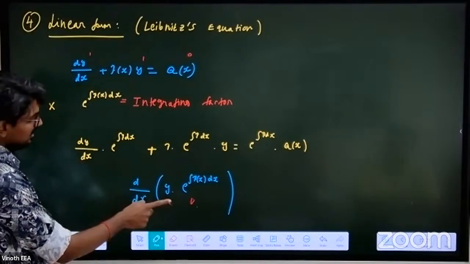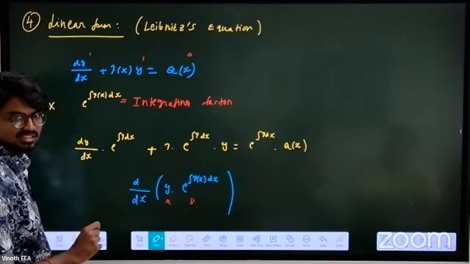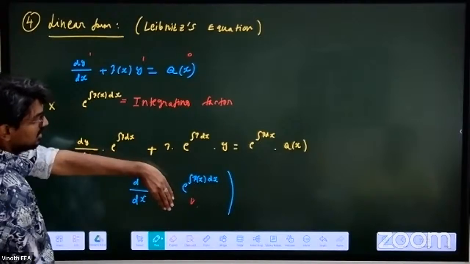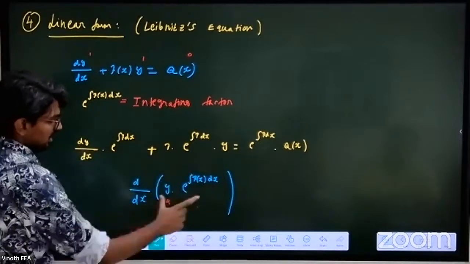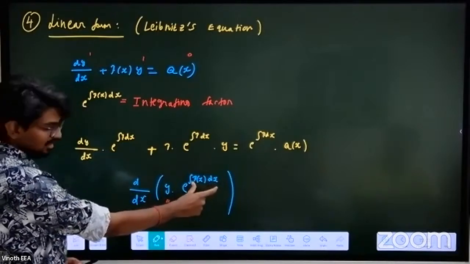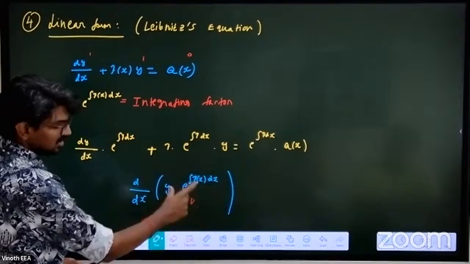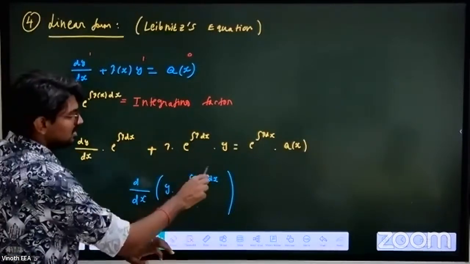Okay. Keep y as constant, differentiate this. E power is like e power some function. So the differentiation of e power some function is e power that function, and then I need to differentiate this, right?